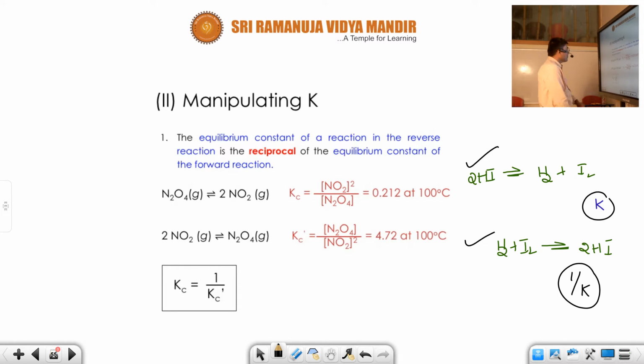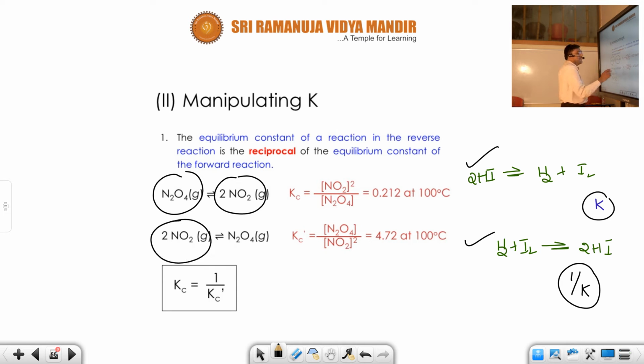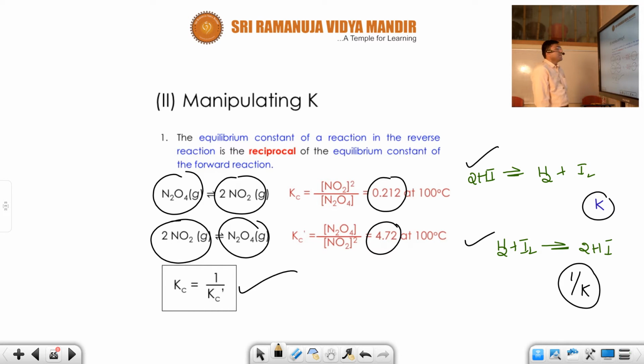So next, let us see here, students. N2O4 is a gas. It dissociates into 2 moles of NO2. Similarly, 2NO2 dimerizes to form N2O4. This is the reverse reaction. If it is 0.212, the reverse will be 4. So Kc is equal to 1 by Kc dash. This is how the equilibrium constant can be manipulated when the reaction is reversed.